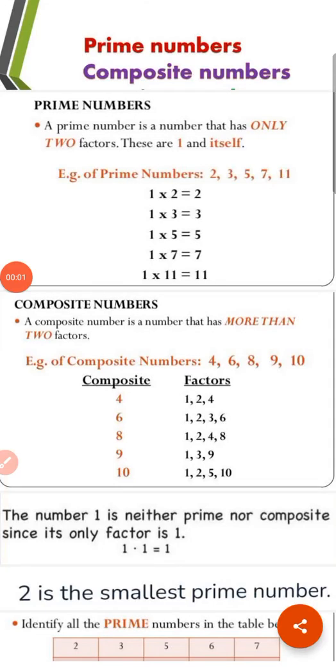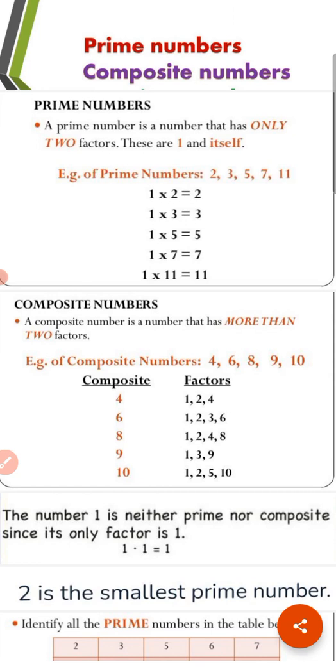Good morning, 6th standard. Today, let us revise the topic prime numbers and composite numbers. You already learned about factors, children. Factors are numbers which multiply to give a product.